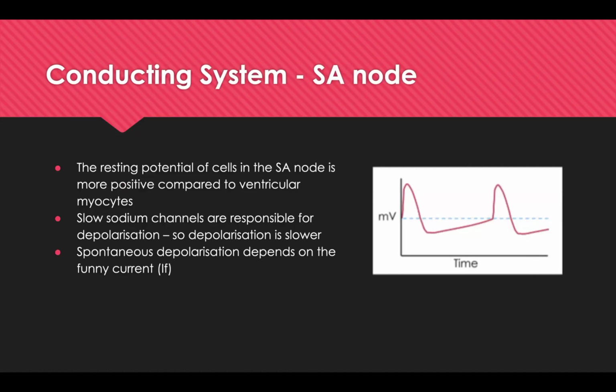This is all initiated, as I said earlier, in the sinoatrial node, which has a special type of action potential. The resting potential of these cells is more positive compared to ventricular myocytes, and slow sodium channels are responsible for the depolarization, and this is called the funny current.